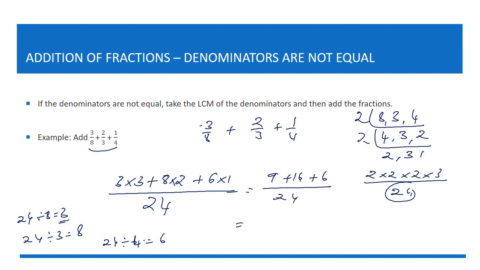Now add it. So 16 plus 9 is 25, 25 plus 6 is 31, 31 by 24. This is the answer.